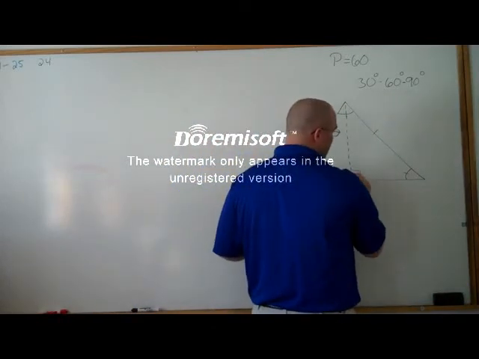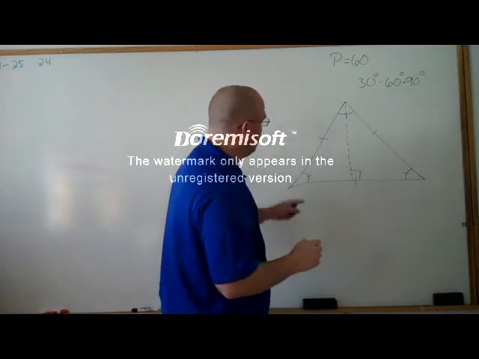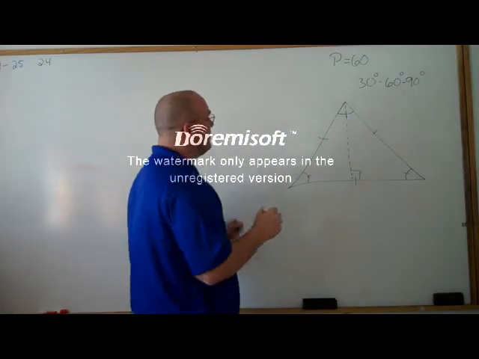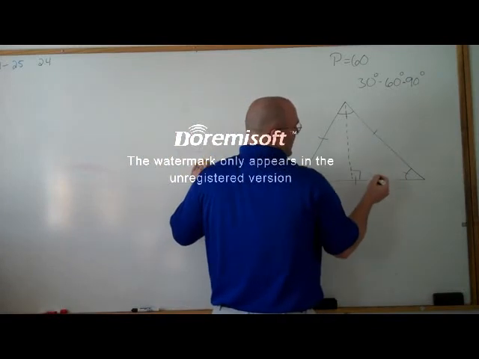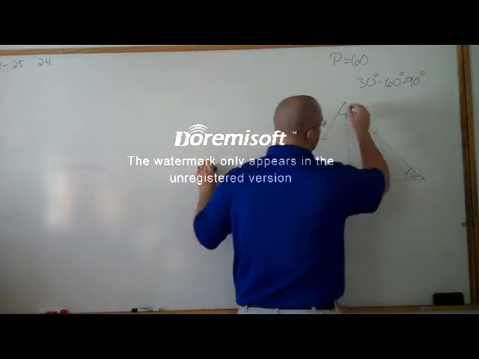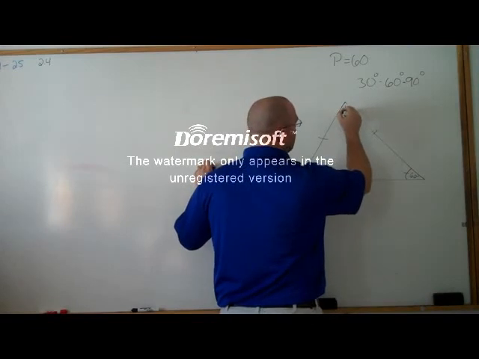We know this is 90 degrees. This is 60, 60, 60, right? Because it's equiangular, so it has to be equilateral. So this is 60 degrees. We divided this in half, so this is 30 degrees, and this is 30 degrees.